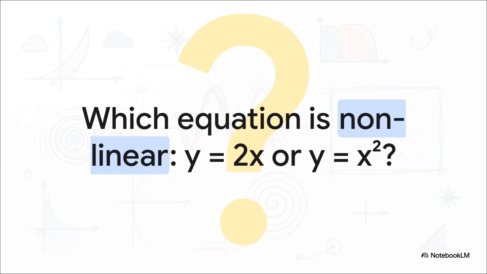Question 4. Which equation is nonlinear? Y equals 2x or y equals x squared? Keep your eyes peeled for the one with the exponent, because that's the one that speeds up and creates our bend. Y equals 2x is just steady multiplication. That's our cruise control. But y equals x squared has that exponent. So y equals x squared is our nonlinear equation.